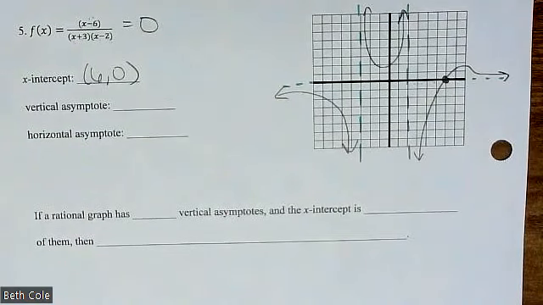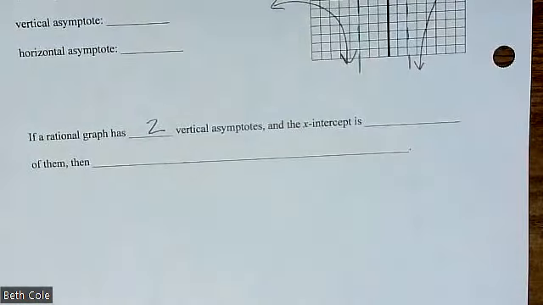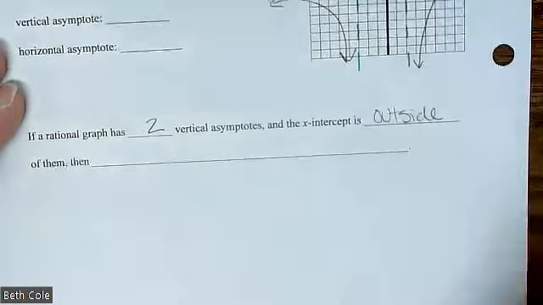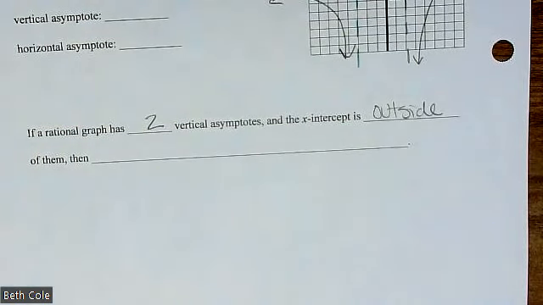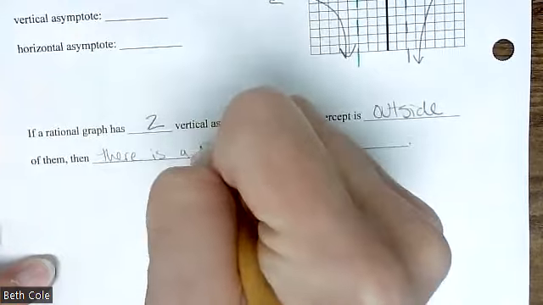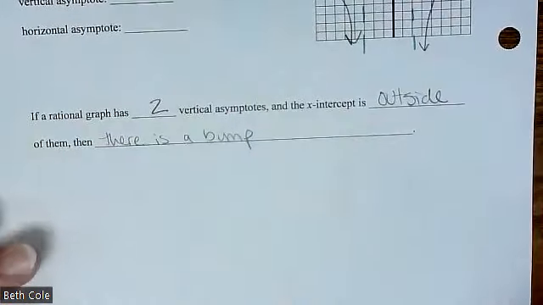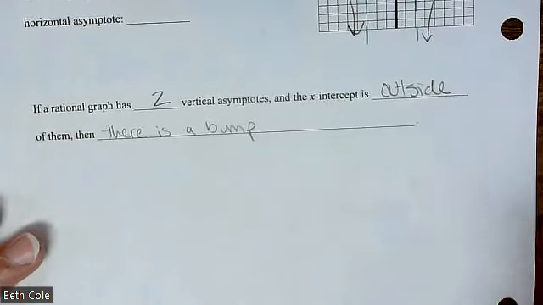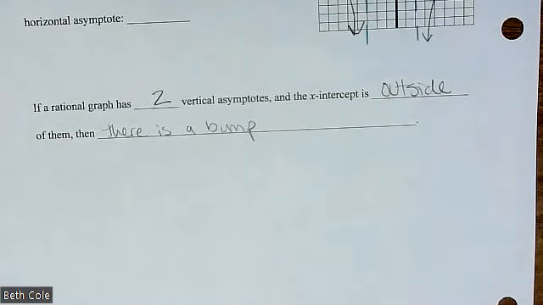So here's the takeaway. If the graph has 2 vertical asymptotes, and this only ever happens if you have 2 of them, and the x-intercept is outside of them. If it's in between, everything's good. It's just going to go through it and you get a little wiggly thing. But if it's outside of them, then there is a bump. I'm just calling it a bump. That's not like a real technical term, but if you have a better suggestion, I'd love to hear it. There is a bump. And then it's going to come back and level off at wherever the asymptote is.